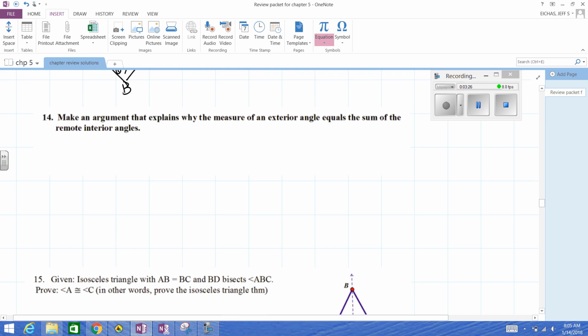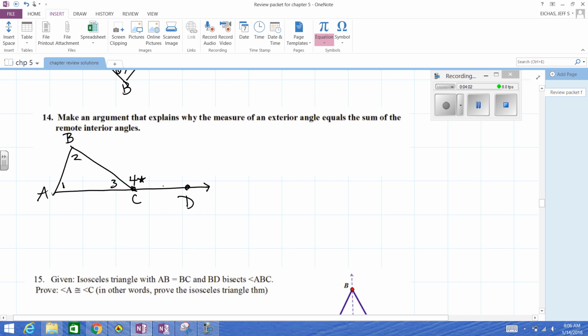Okay, so make an argument that explains why the measure of an exterior angle equals the sum of the remote interior angles. So that's basically exactly what we were just talking about. Making an argument, that's not a full-on proof. So what I'm going to do is just create a diagram to reference. Okay, so the exterior angle is that angle right there. I'll number them, it makes it a lot easier: 1, 2, 3, and 4.